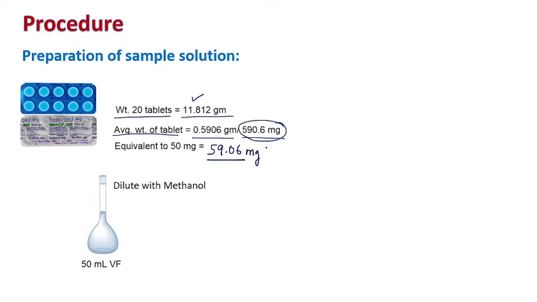Okay, so you weigh this much mg of your tablet triturate and transfer with the funnel to this volumetric flask of capacity 50 ml.